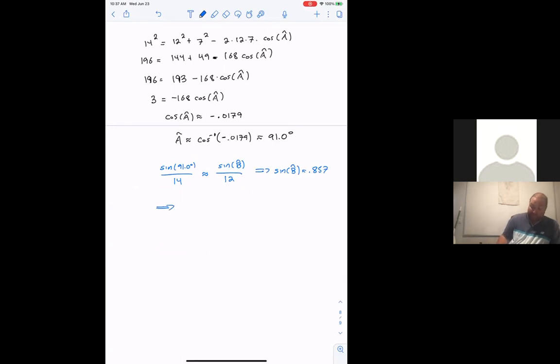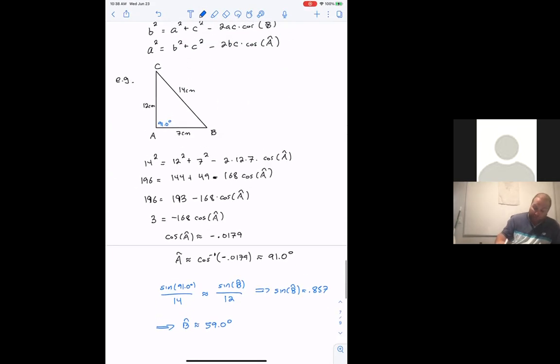How do I find B hat if I have sine of B hat? That's the arc sine. So I get B hat is approximately 59.0 degrees. And oh, there's a little mistake in the book. Another one. There's so many. It's crazy. And then I go back to here and I have 59.0. If you're following along at home, the mistake is that on the top of page 59, it says A hat equals, and it really should be B hat equals. Minor mistake, easily recognized for what it is, but a mistake nonetheless.